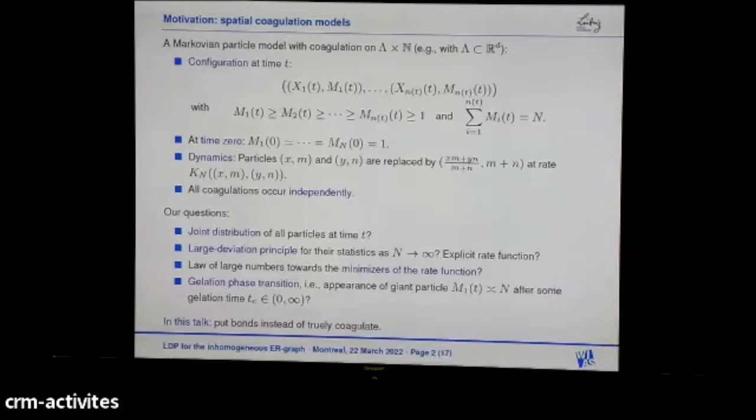5 particles have this type, 4 particles have this type, 3 particles have this type. I number them, of course. Each particle knows who it is. So these are the numbers 1 to 12. And now I put bonds between the indices, or between the particles.